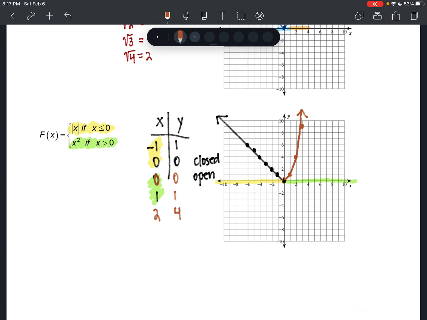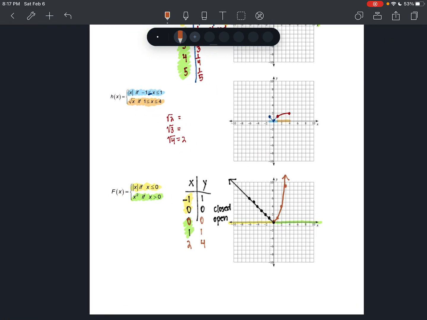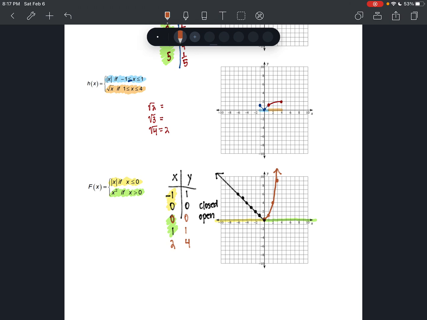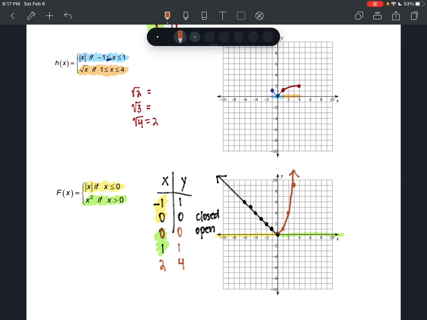So hopefully this was a good review of piecewise functions for you. Maybe the color of the axis was new for you, coloring each piece in a highlighter. Hopefully that gives you the visual.